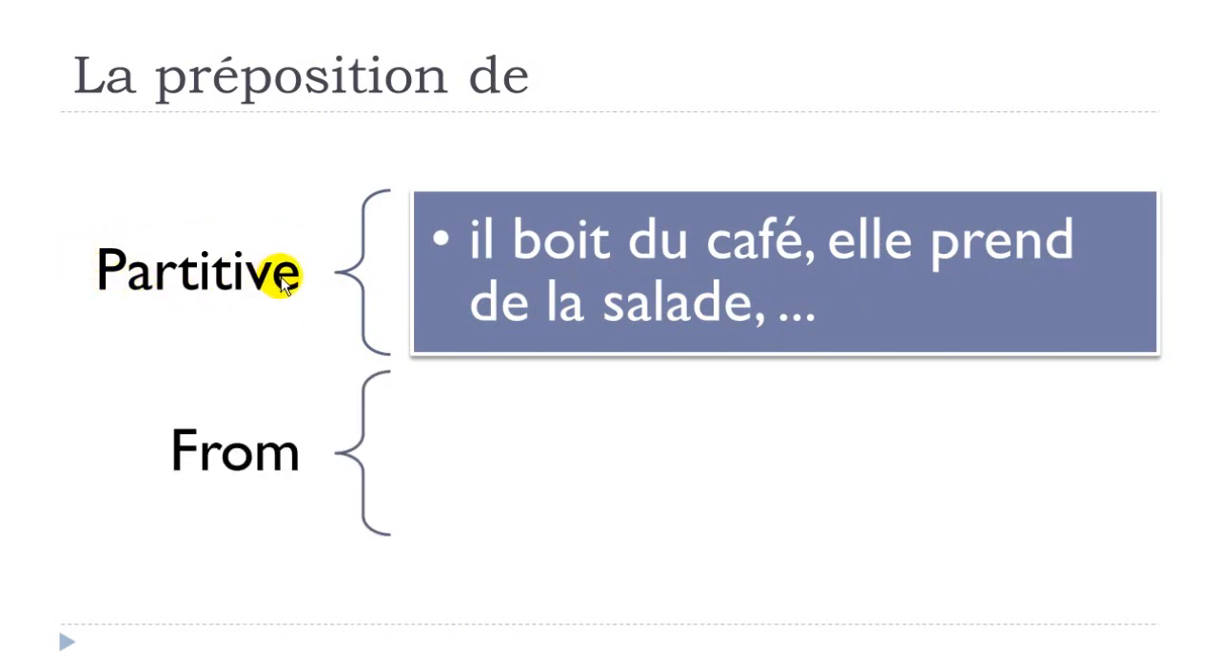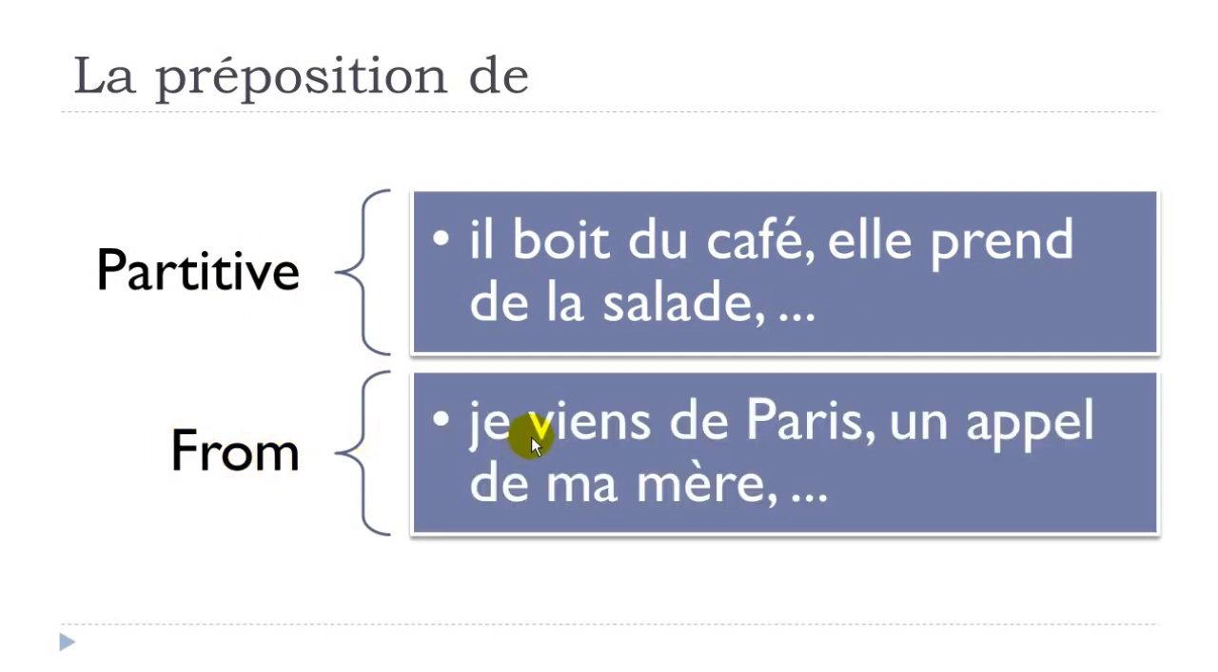All right. Second use will be the translation of from in English. Okay, so a few examples. Je viens de Paris. Venir is to come. I come from Paris. Okay, so in that case, really this de would be translated with from. Okay, un appel. So appel is a call. De ma mère, from my mother. Okay, so it's exactly this from concept in English.